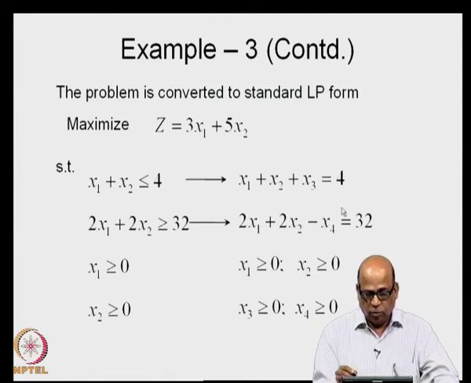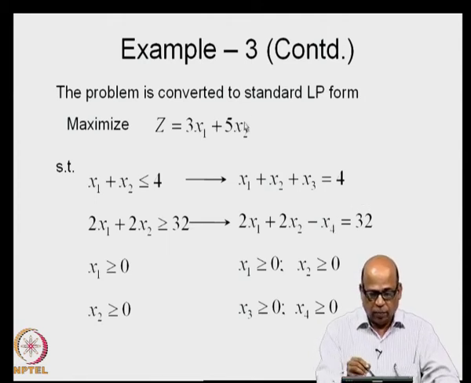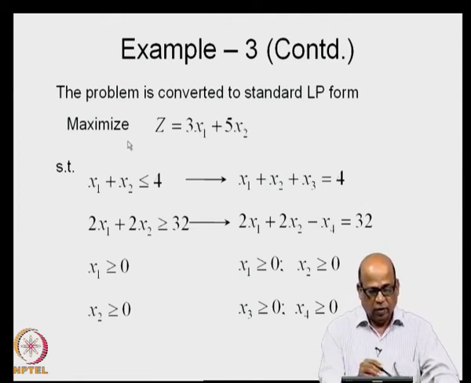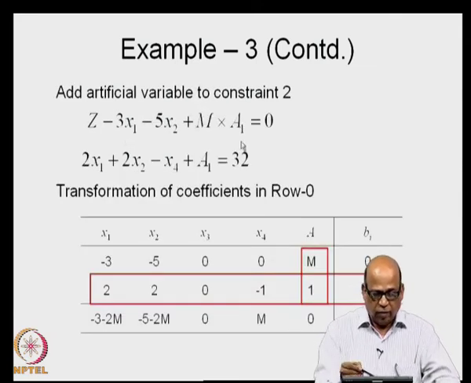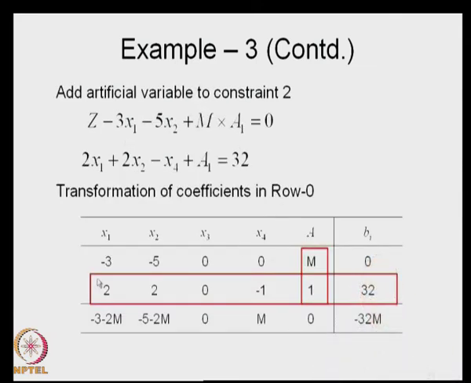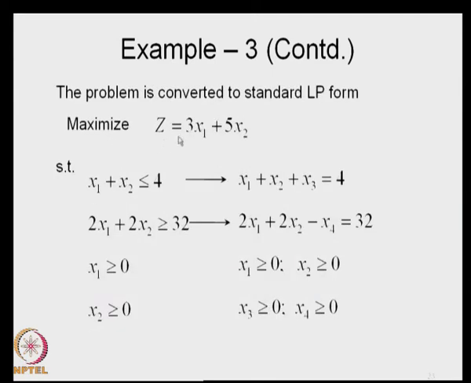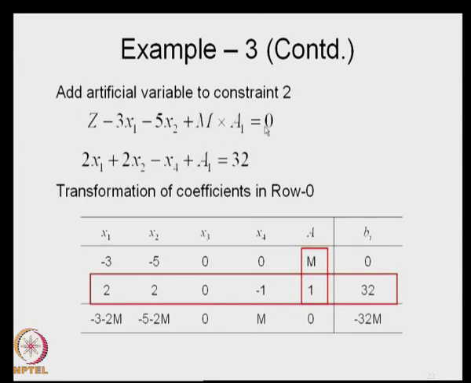Now, corresponding to this, I will add an artificial variable, penalize the objective function, and transform the z row using all our earlier methods. So, your z row is z minus 3 x 1 minus 5 x 2 plus M into a 1 is equal to 0.